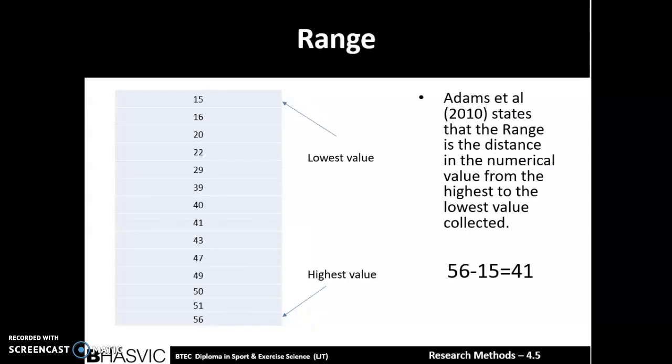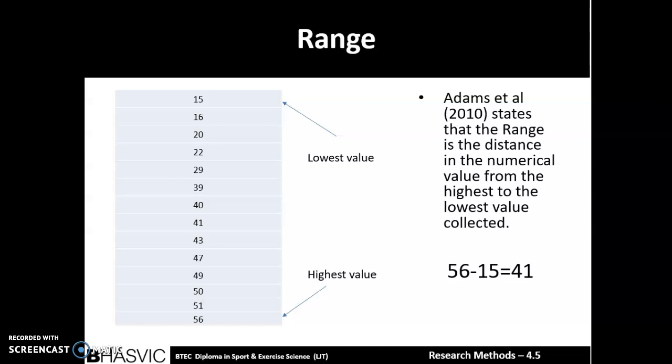Moving on, the range. This is another way of organising your data. You would rank order your data, and then you would find the lowest value and the highest value, and you'd subtract the lowest value from the highest value. Adams et al. 2010 states that the range is the distance in the numerical value from the highest to the lowest value collected. So, for example, this range would be 41, and this would be representative of the data set, for example.